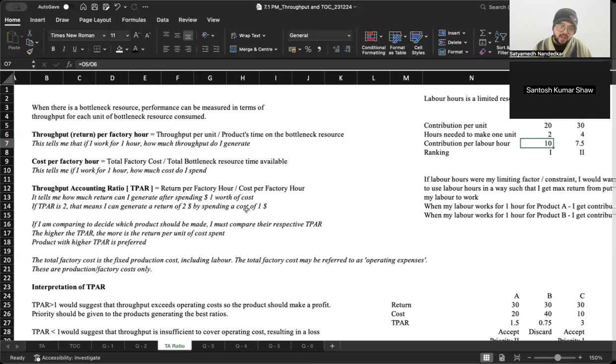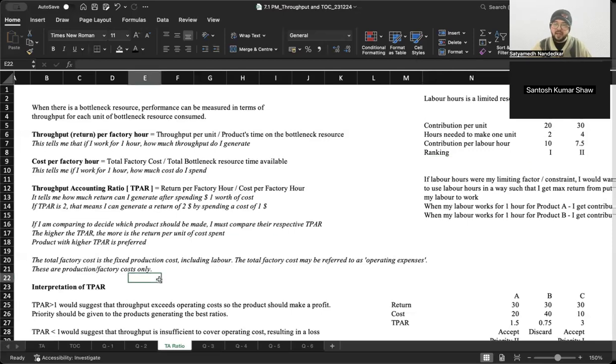The higher the TPAR, the more is the return per unit of the cost spent. Like here, you had a ranking: if I make product A, my contribution per unit I already know, but time is my limited resource. So I wanted to calculate the contribution per labor hour. And when I calculated the contribution per labor hour, I realized that product A scores better than product B.